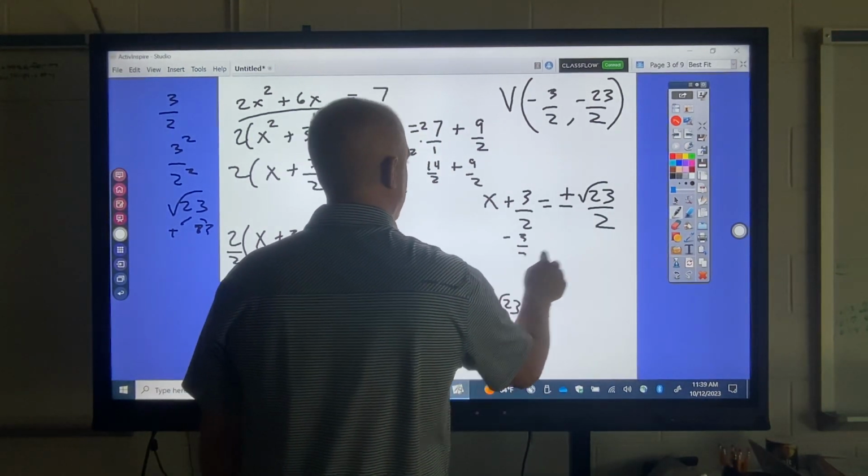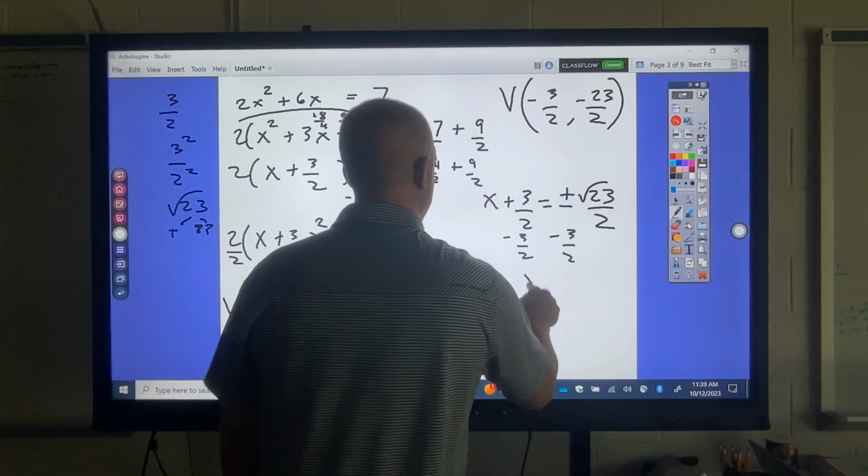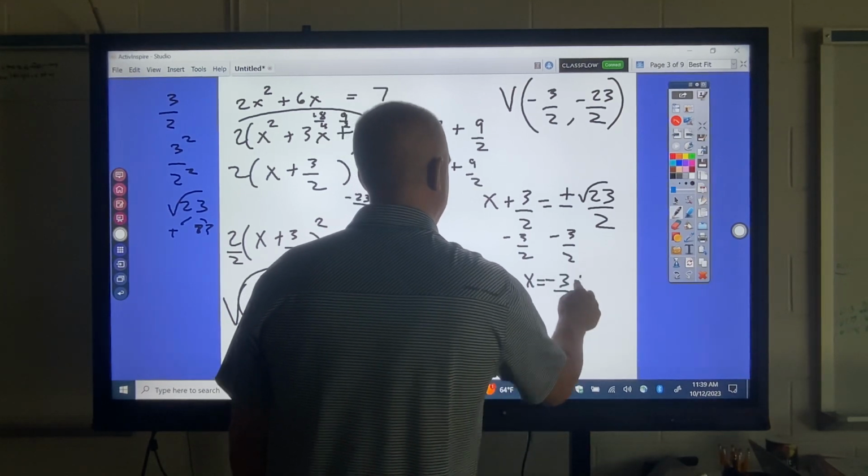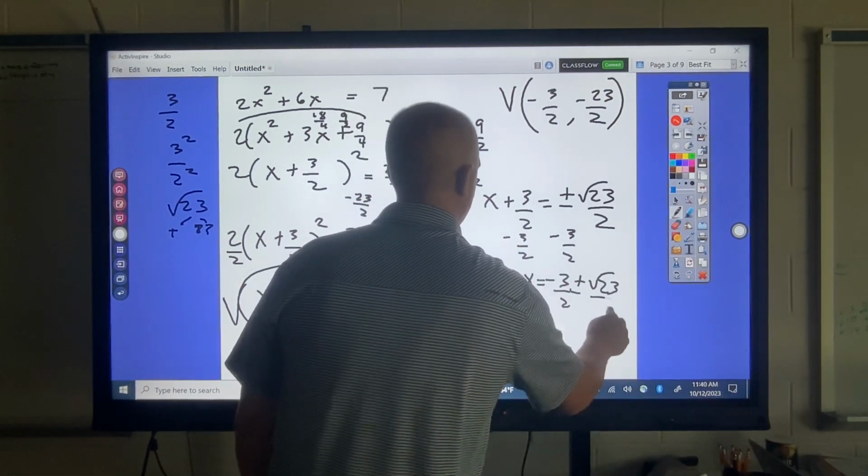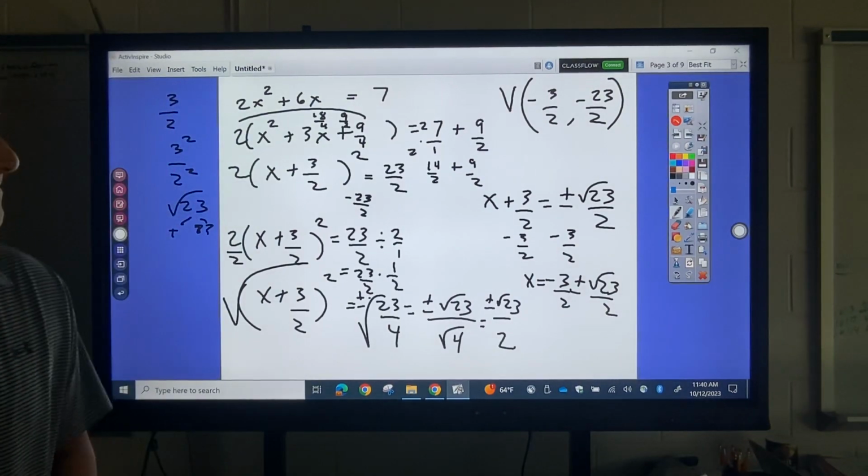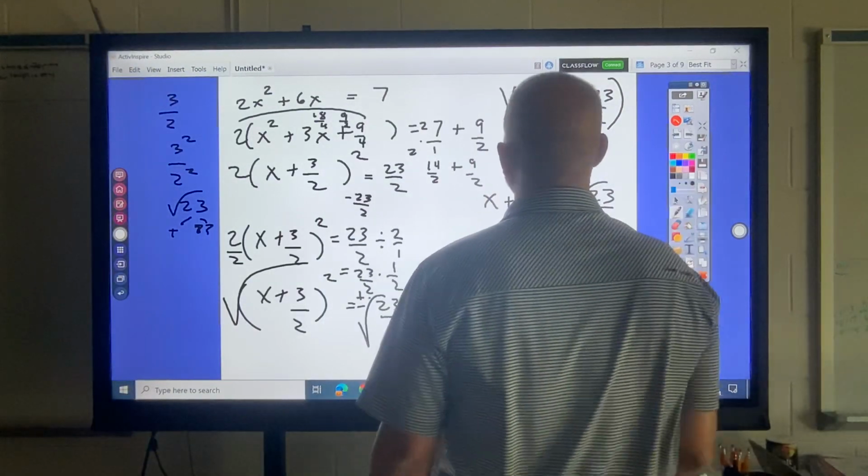Subtract the 3 halves over. So my solutions are negative 3 halves plus or minus square root of 23, all over 2. Okay? All right, let's go to the next one.